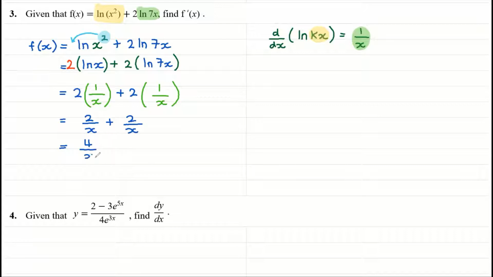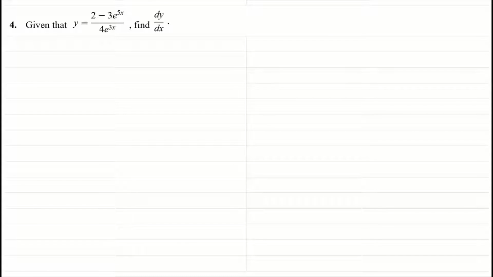So that's going to give us 4 over x. Okay, so that concludes worked example 3. Now this one, number 4, probably looks like the most difficult one we've seen so far. Okay, I'm just going to write it out again. Let's have a closer inspection of what we've got.